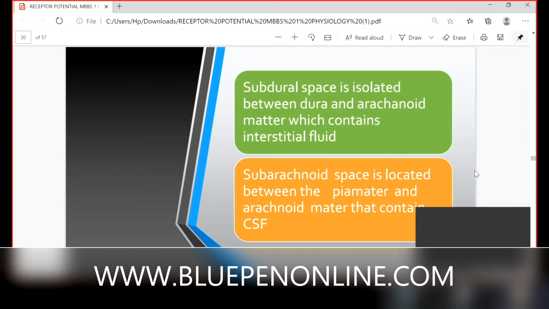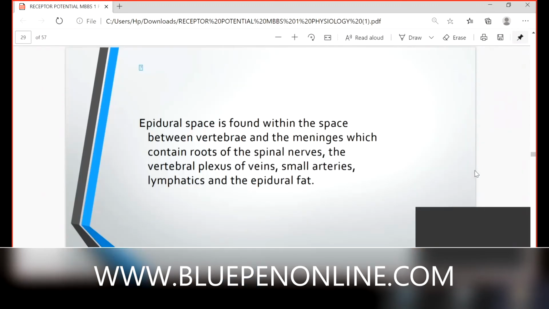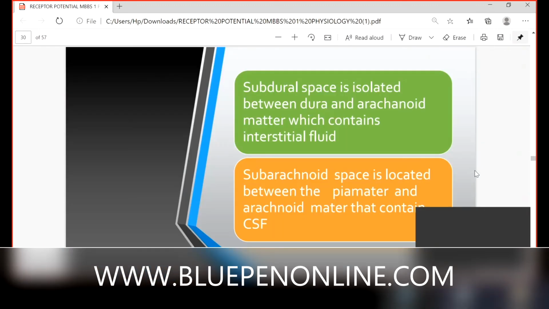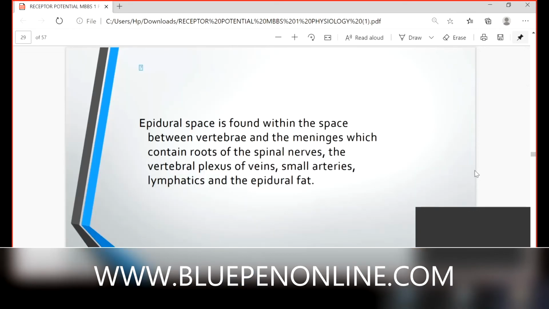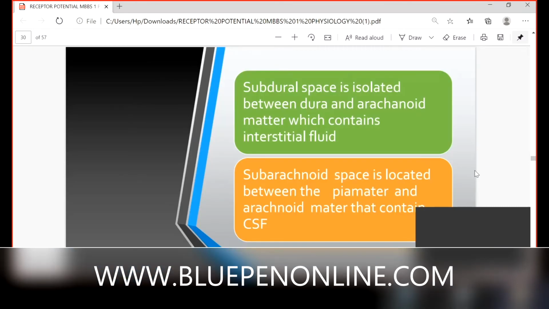Now, the subdural space is actually situated between the dura and the arachnoid matter, which contains the interstitial fluid. The main three regions that we have to study are, first, the epidural space, next the subdural space, and the last one the subarachnoid space. The epidural space was between the vertebrae and the meninges. Next one is the subdural space, between the dura and the arachnoid matter, which contains the interstitial fluid.